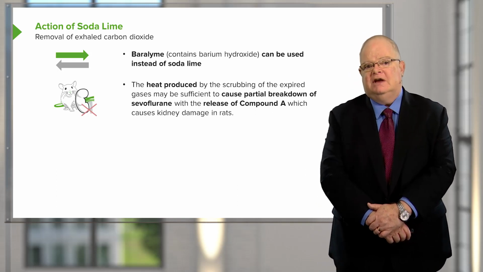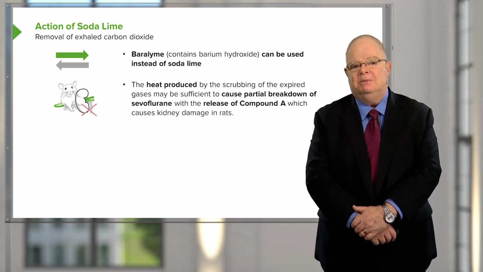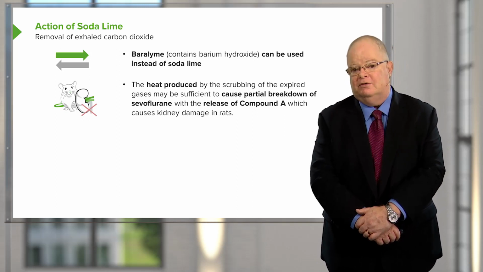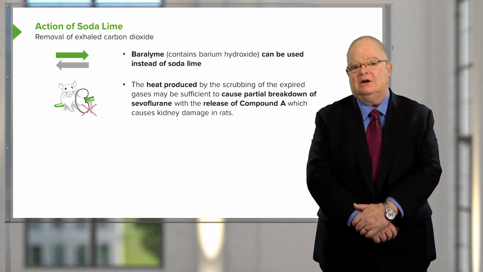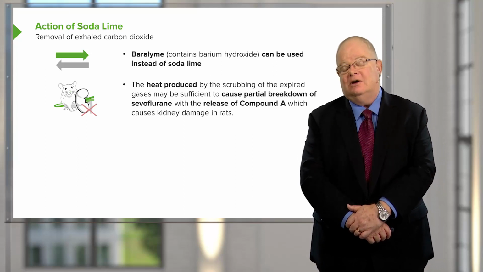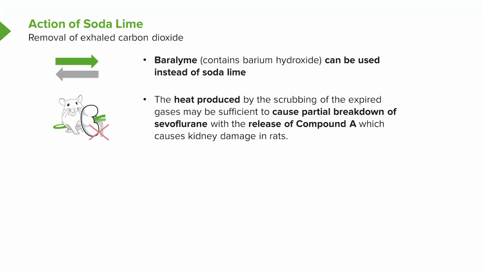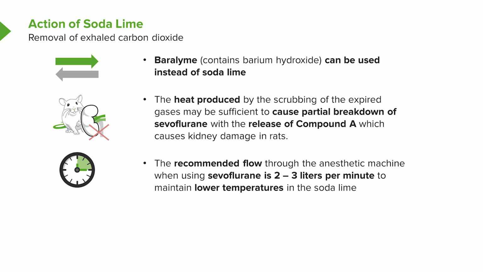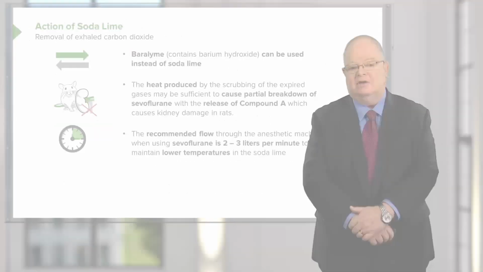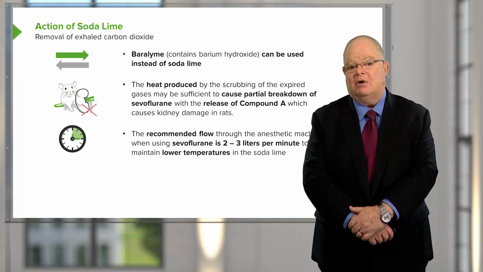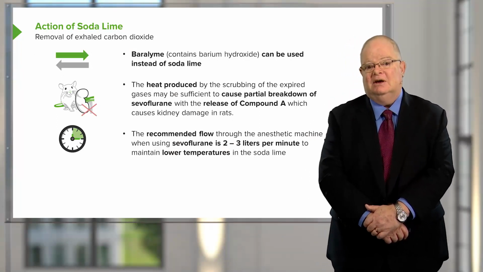The heat produced by the scrubbing of expired gases may be sufficient to cause partial breakdown of sevoflurane with the release of a substance called compound A, which can cause kidney damage in rats. We actually don't know if this is a problem in humans, but the recommended flow through an anesthetic machine when using Sodalime is 2 to 3 liters of fresh gas per minute to maintain lower temperatures in the Sodalime. With desflurane, we can turn the total flow way down, and this actually results in desflurane being a very economic drug to use because we use so little of it per minute.